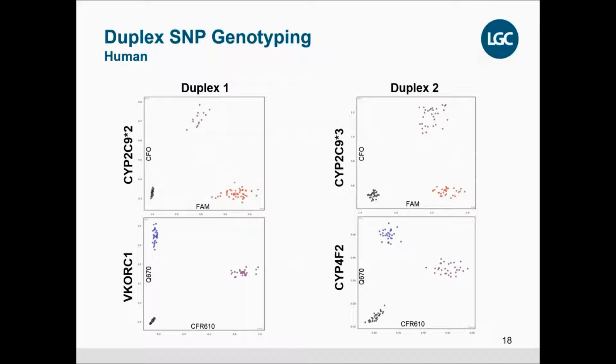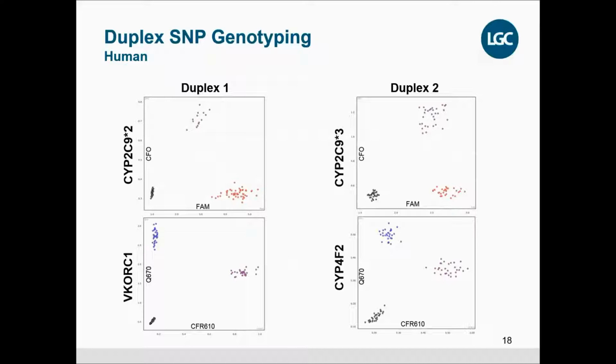So the first slide here showing some data is in singleplex. So all these assays were run, 1 assay per well, and we're showing the cluster plots for the 4 assays. What we're looking at here again is CalFluor Orange signal plotted in the Y direction and FAM signal plotted in the X direction. And we can look at our cluster plots.